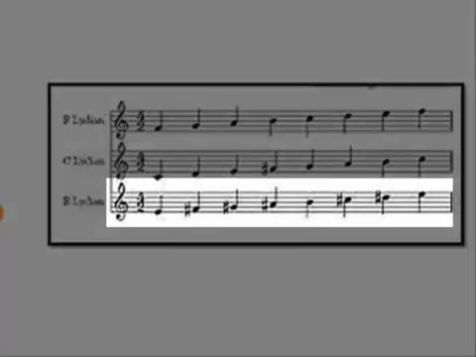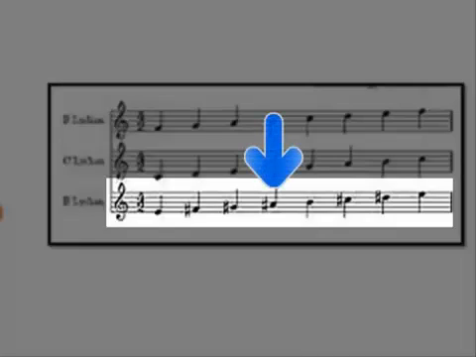In the E Lydian, we have the 4th note, which is A, raised to A sharp. In the key of E major, we would have F sharp, G sharp, C sharp, and D sharp. And in addition, we have the raised 4th note. This is what the E Lydian sounds like.